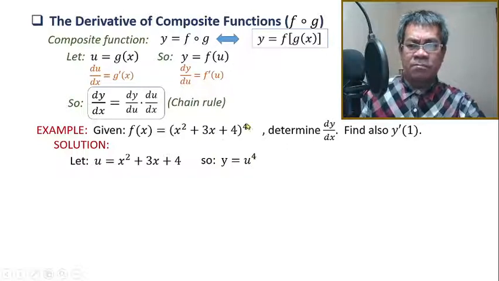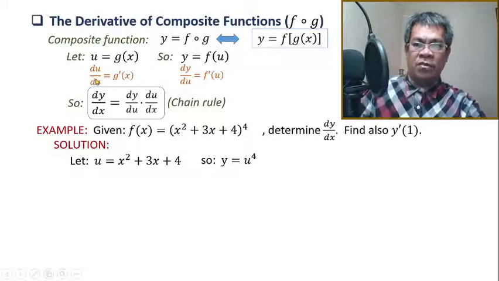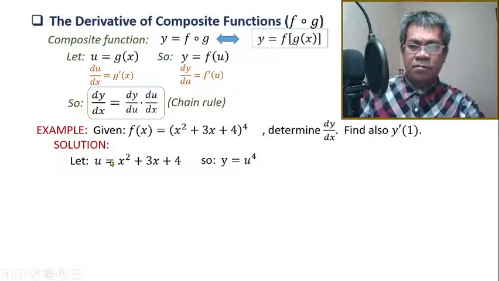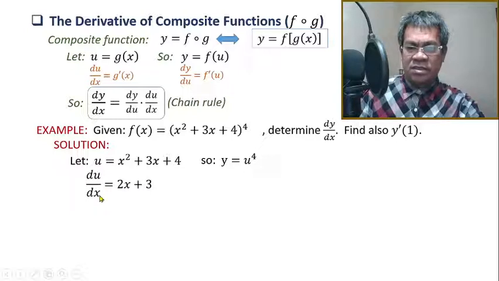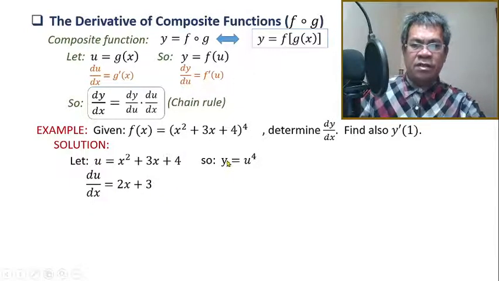So this one was broken into 2 parts of the function. One is the dummy variable, which is x squared plus 3x plus 4, and the other is y, which is equal to u raised to 4. Our step is to find the derivative with respect to its independent variable. In this case, this should be du dx, which becomes 2x by the sum rule and power rule, plus 3. So this is the derivative of u with respect to x. Then this one should be dy du, because our variable is u.